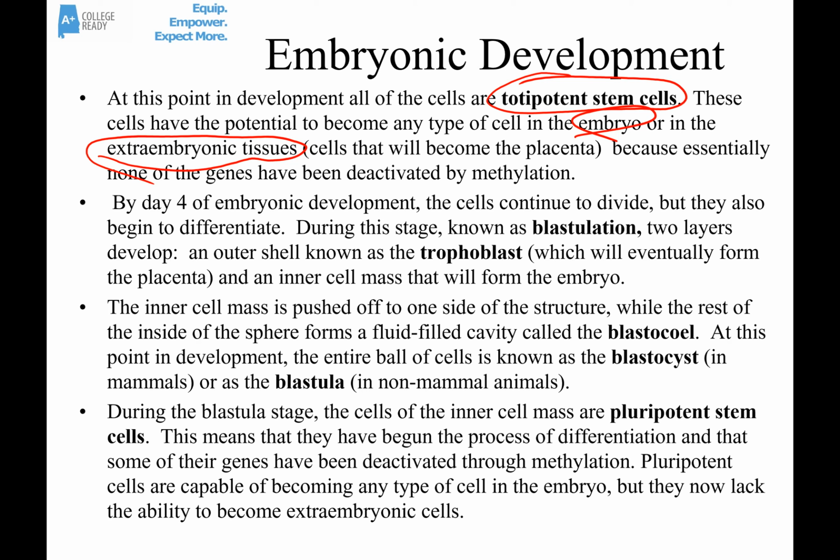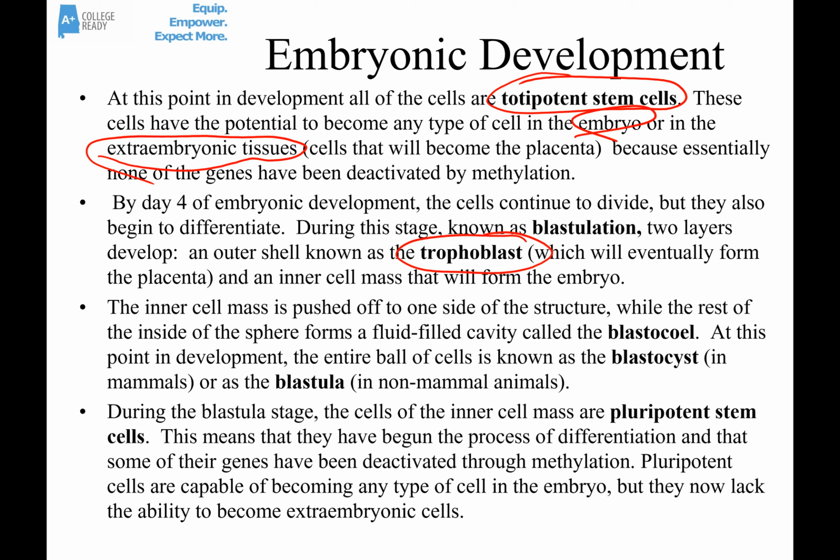By about day 4 of embryonic development, the cells continue to divide, but they also begin to differentiate. During this stage, which is called blastulation, 2 layers of cells develop. An outer shell-like layer called the trophoblast, which eventually becomes the placenta, and an inner mass of cells, ultimately called the inner cell mass. These cells will ultimately form the embryo.